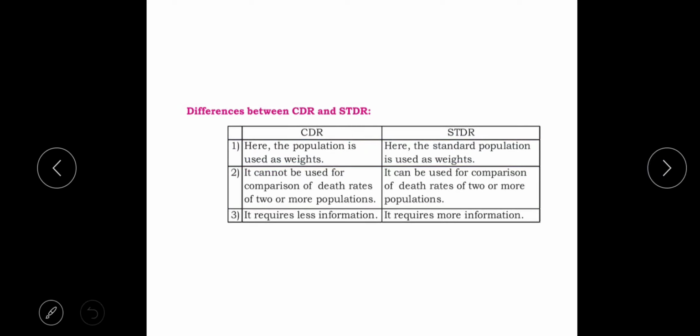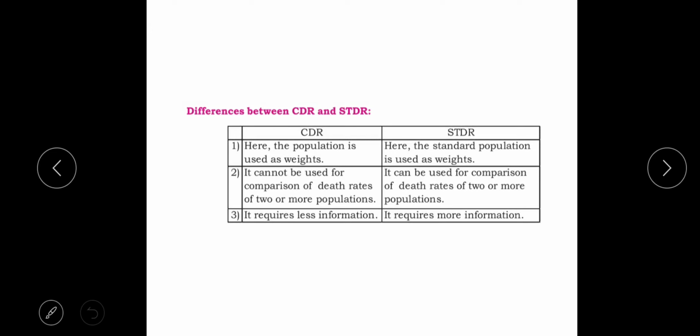And one more thing we study here, that is difference between the CDR and STDR. So in CDR, the population is used as weights. So here in CDR, the given population itself is used as weights, whereas in standardized death rate STDR, the standard population is given and that is used as weights.